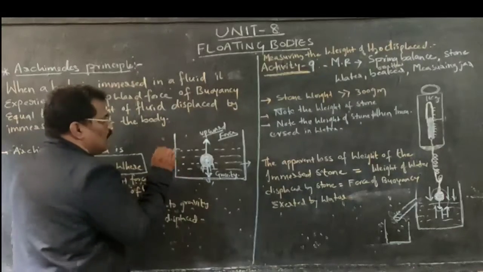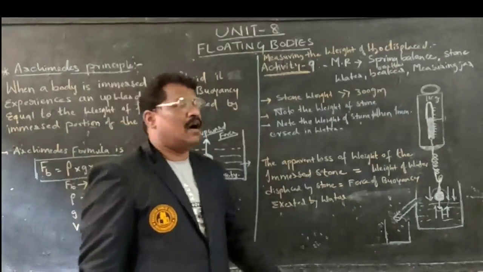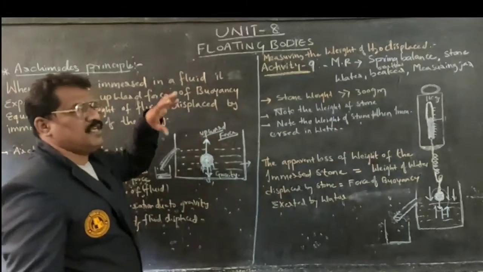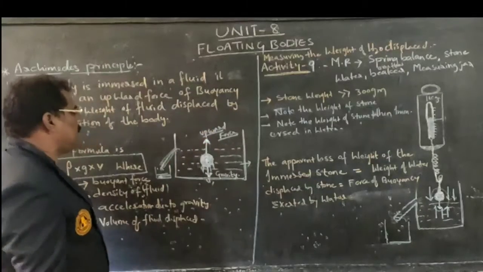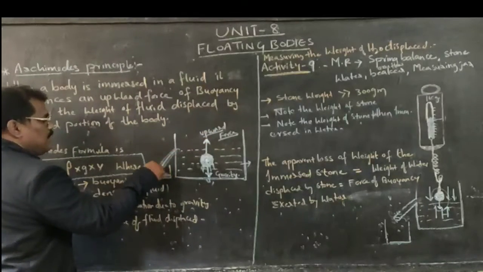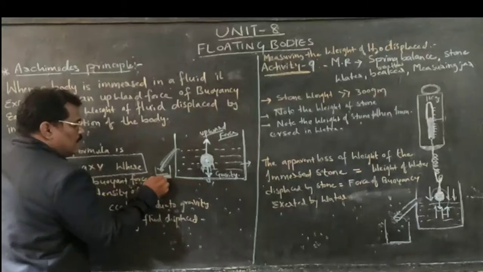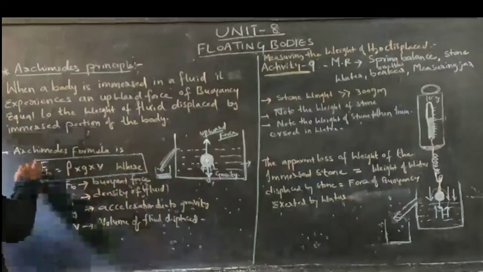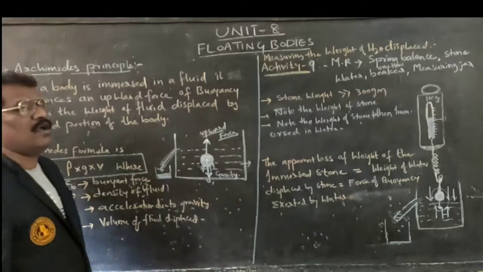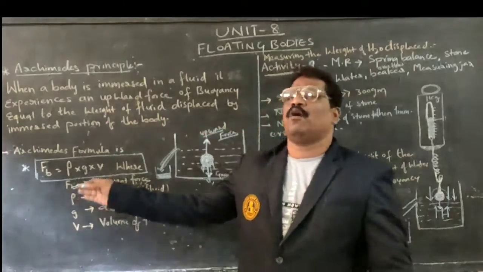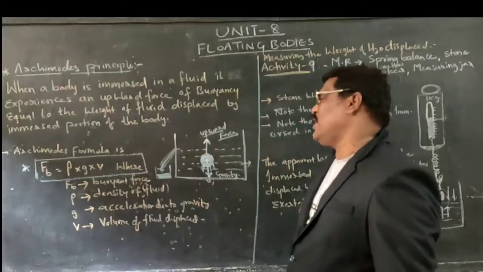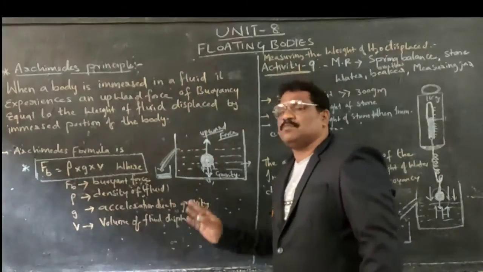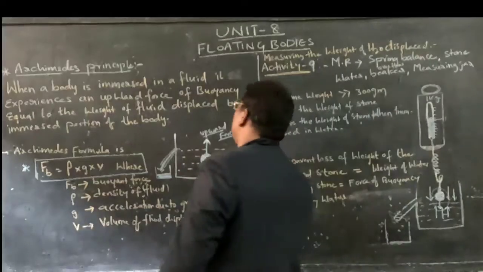How does this water get displaced? By the immersion, the submerging, of the object. As the object is submerged in the water, the liquid is displaced outside. We can calculate the volume of this displaced liquid, that is V. By using Archimedes formula, we can calculate the buoyancy force, the buoyant force. This is Archimedes principle.